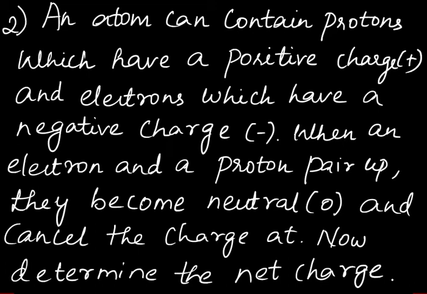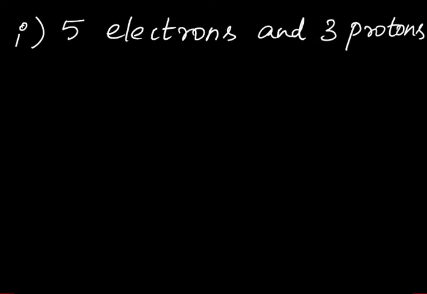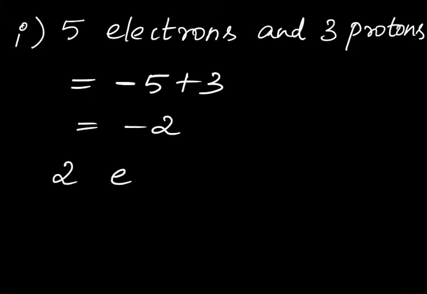Second question. An atom can contain protons which have a positive charge and electrons which have a negative charge. When an electron and a proton pair up, they become neutral and cancel the charge. Now determine the net charge. Under the first question, 5 electrons and 3 protons. We have seen already electrons are negatively charged and protons are positively charged. So 5 electrons, so minus 5, 3 protons, plus 3. Minus 5 plus 3, we will get minus 2. So for this the net charge is 2 electrons.